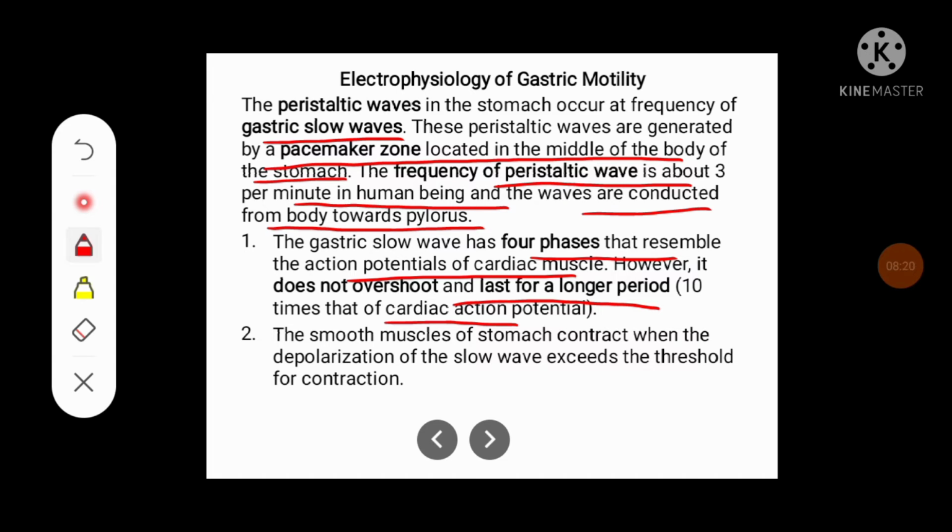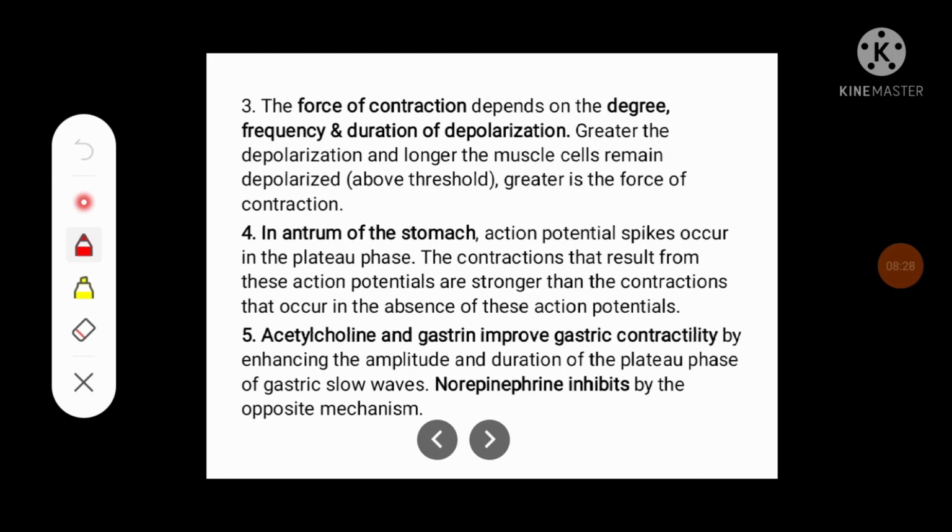The smooth muscles of the stomach contract when depolarization of the slow wave exceeds the threshold for contraction. The force of contraction depends on the degree, frequency, and duration of depolarization. The greater the depolarization, the longer the muscle cells remain depolarized above threshold, and the greater the force of contraction.